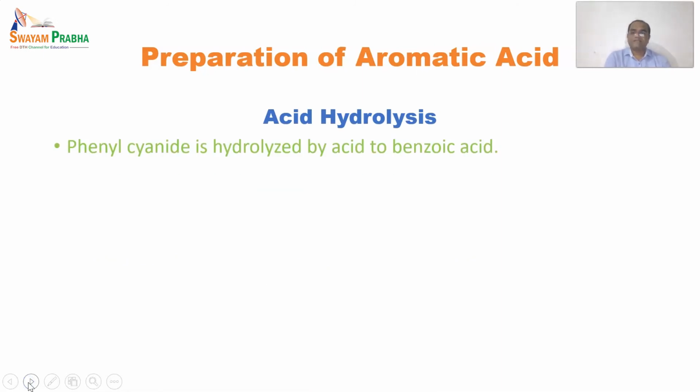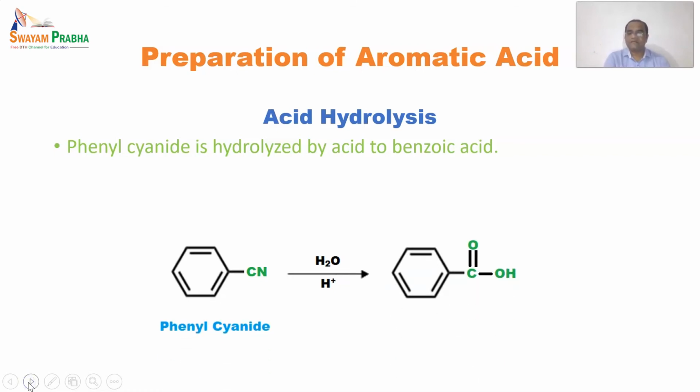Next method is acid hydrolysis. Simply, phenyl cyanide is hydrolyzed to benzoic acid, or we also call it a phenyl nitrile, and it forms benzoic acid. So this is also one of the simple kinds of reaction.